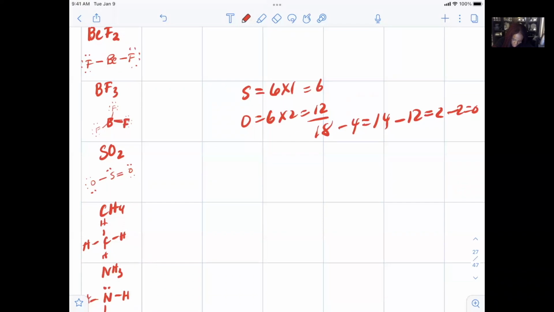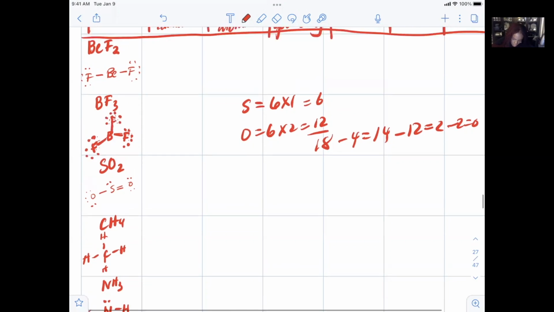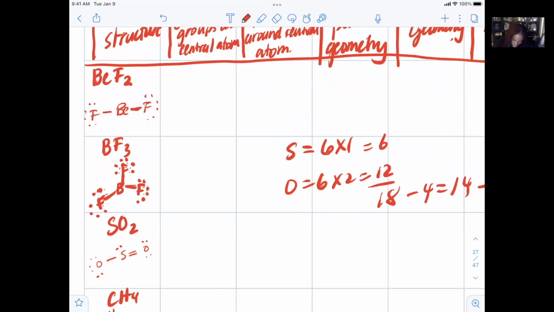B, F, 1, 2, 3, 4, 5, 6. F, 1, 2, 3, 4, 5, 6. F, 1, 2, 3, 4, 5, 6. That's maybe better.